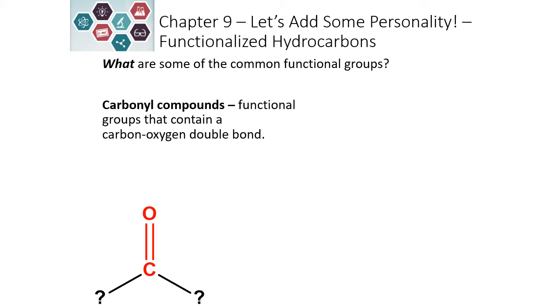Now I'm going to talk about a couple different functional groups that are really important to the molecules that make up foods. One of those functional groups is a carbonyl compound. Carbonyl means that we have a carbon attached to an oxygen with a double bond in between. We can have other things attached on either side of that carbon, but if we have the carbon and the oxygen with the double bond, that is our carbonyl.